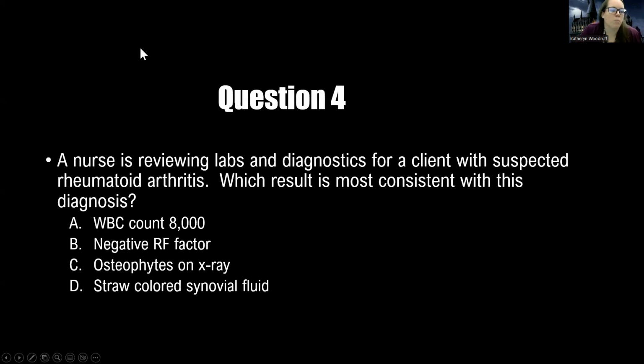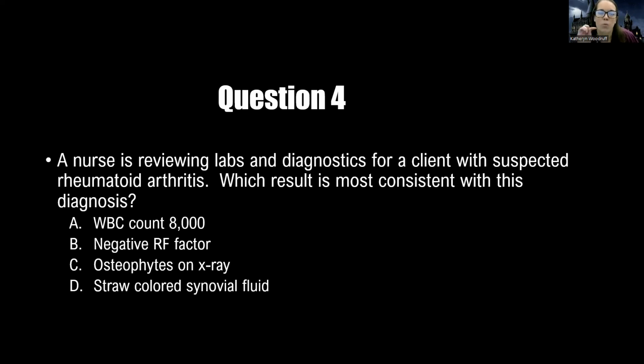Question 4. Nurses reviewing labs and diagnostics for a client with suspected rheumatoid arthritis. Which result is most consistent with this diagnosis? So the first choice is a white blood cell count of 8,000. Oh, sorry, let me back up real quick. I'm jumping right in. This is what students sometimes do too, they jump right into the answer choices. So we're looking at labs and diagnostics, and it's suspected rheumatoid arthritis. So I don't know what it is yet.